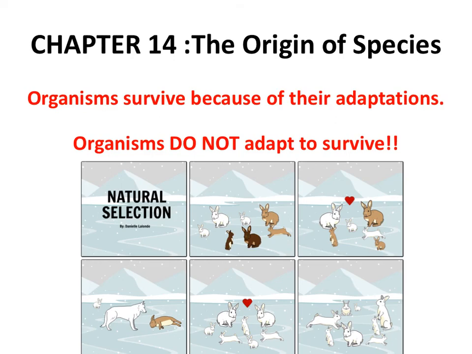This is Chapter 14, Notes, Part 1. Chapter 14 is all about the definition of a species and what makes some organisms able to be called a species, while other organisms don't fall into the category of that same species.